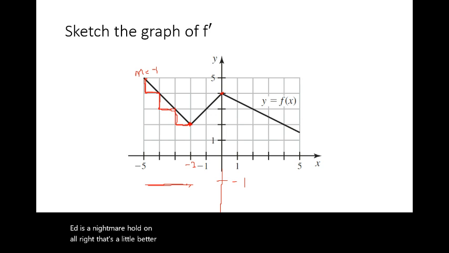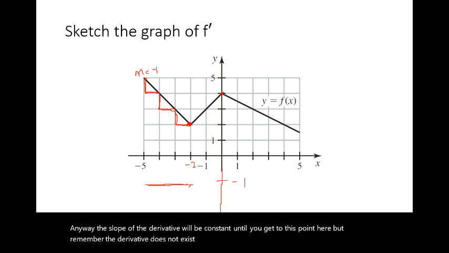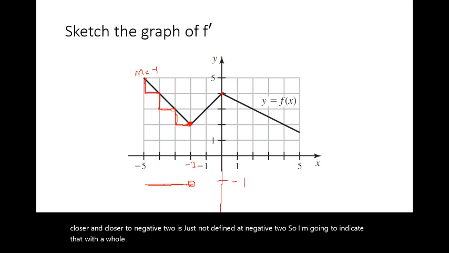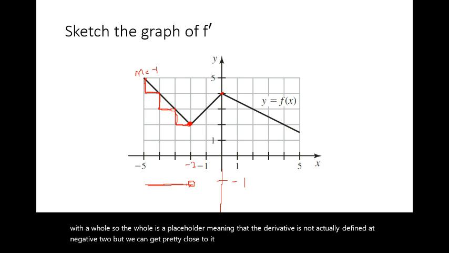Anyway, the derivative will be constant until you get to this point here. But remember, the derivative does not exist at this point. It exists for every single point that gets closer and closer to -2. It's just not defined at -2. So I'm going to indicate that with a hole. The hole is a placeholder, meaning that the derivative is not actually defined at -2, but we can get pretty close to it.